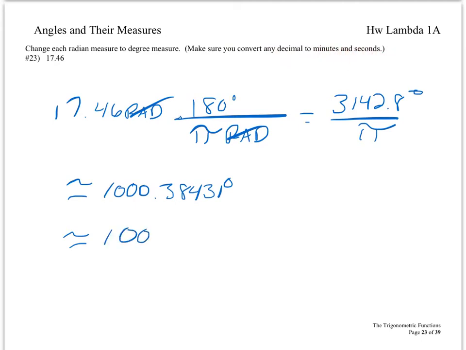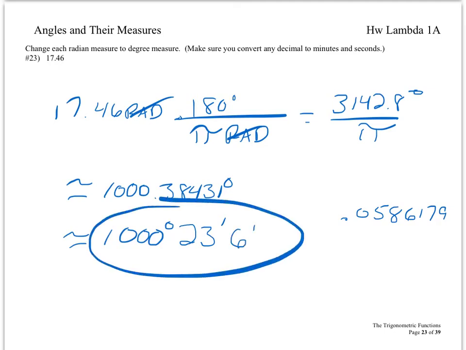So we have 1,000 full degrees. We take this decimal, multiply it by 60, and we get 23 minutes. And then after the 23 minutes, we get this decimal. Take that decimal and multiply that by 60, and that will give us 3.5 seconds. To the nearest second, that would be 6.